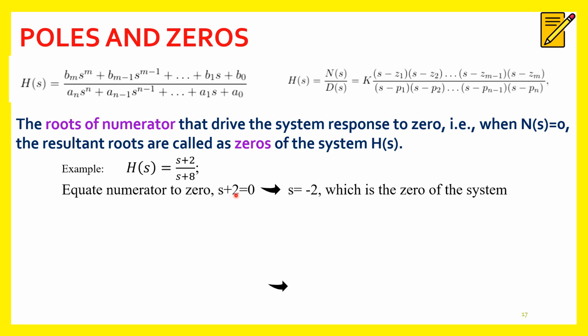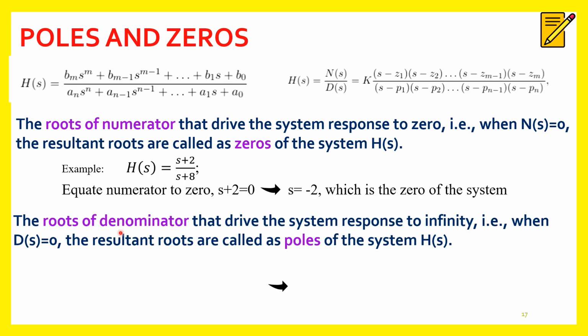Let us discuss a simple example. H(s) is (s plus 2) divided by (s plus 8). What are the roots of the numerator? S plus 2 equated to 0 will give s equal to minus 2. So s equal to minus 2 is a zero of the system, since when you substitute s as minus 2, the total system response will become 0.